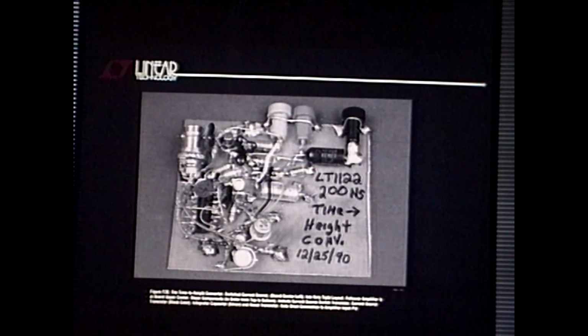The time to height converter. This was a circuit that measured, I think, a 250 nanosecond pulse to a couple of nanoseconds. Okay, same kind of stuff. This is the current source in here for generating the ramp. The polystyrene cap is right over there. So this PNP transistor is trying to make a ramp into that cap.